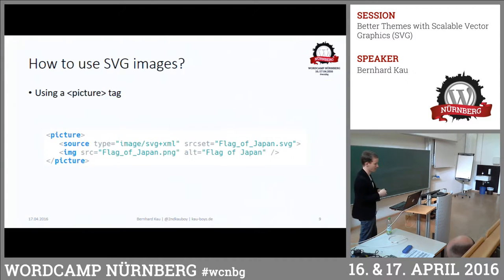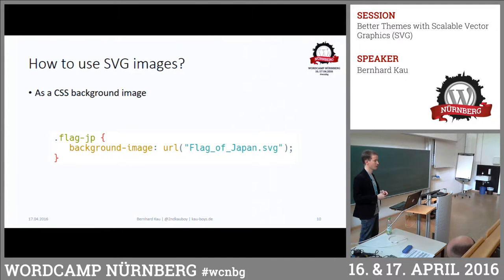So you can also use a picture element, which also has some fallback features. So usually with the picture element, you can use multiple source tags, and then you can also have an image tag. So usually the browser takes the first thing it understands, and even if a browser doesn't understand the picture element altogether, it would fall back to the image tag.